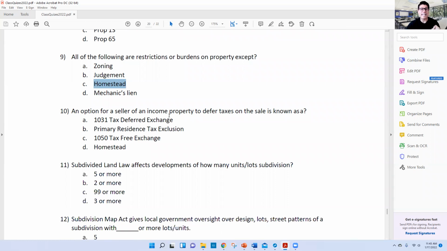Number 10, an option for a seller of an income property. They have tenants, it's earning money, it's not where they live, it's not their primary residence, it's an income property. They want to defer taxes. Well, there's something called a 1031 tax deferred exchange. In fact, it's named 1031 because that's the section of the IRS tax code that talks about it. It says if you have this rental building or strip center or property that's producing income and you sell it, as long as you roll all the proceeds into another property within certain time limits, you don't have to pay any taxes to the federal government, possibly to the state, but not to the federal government, until you sell that property that you rolled all the proceeds into, which could be never. So an option for a seller of an income property to defer taxes is alpha, a 1031 tax deferred exchange.